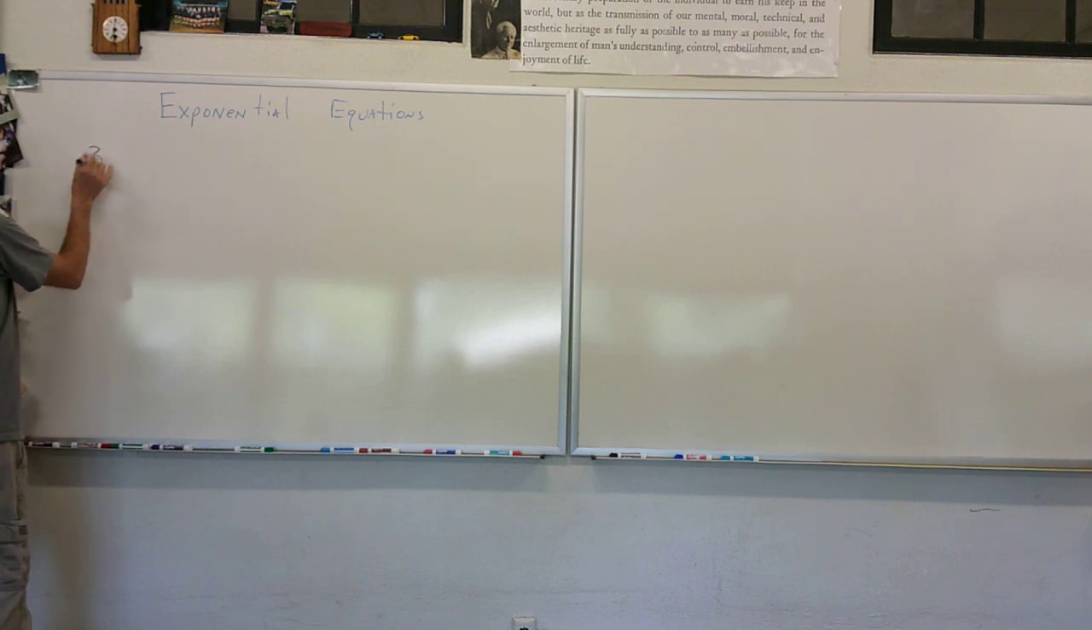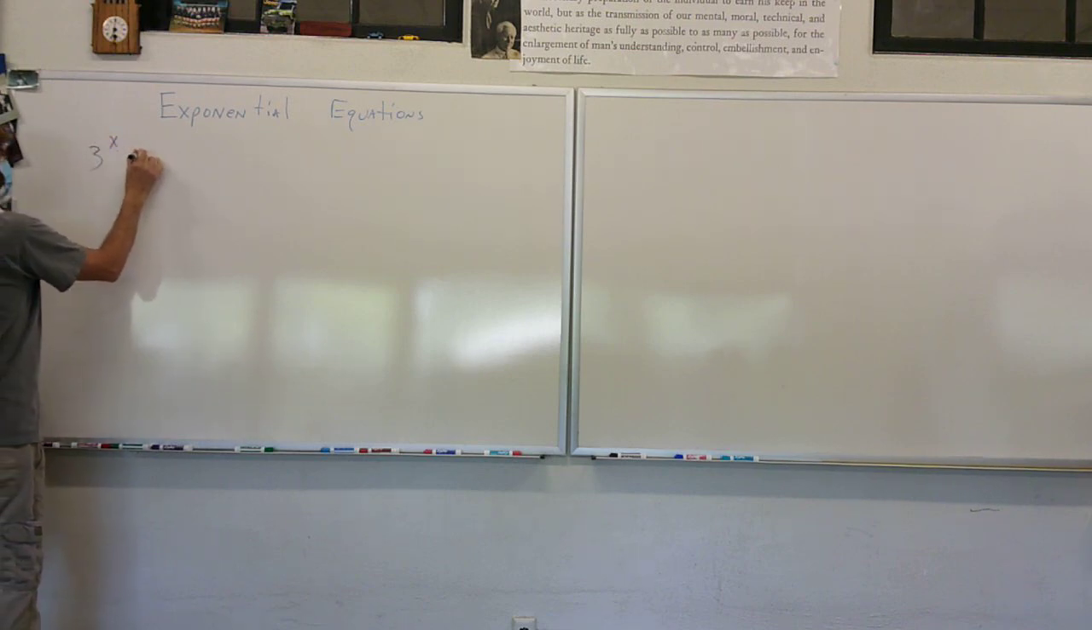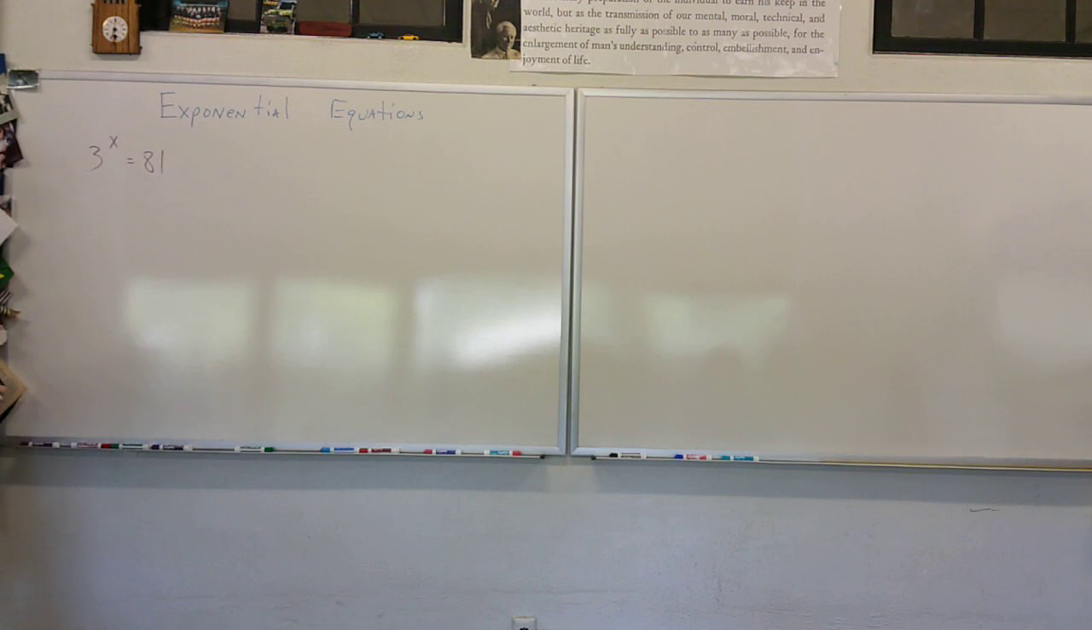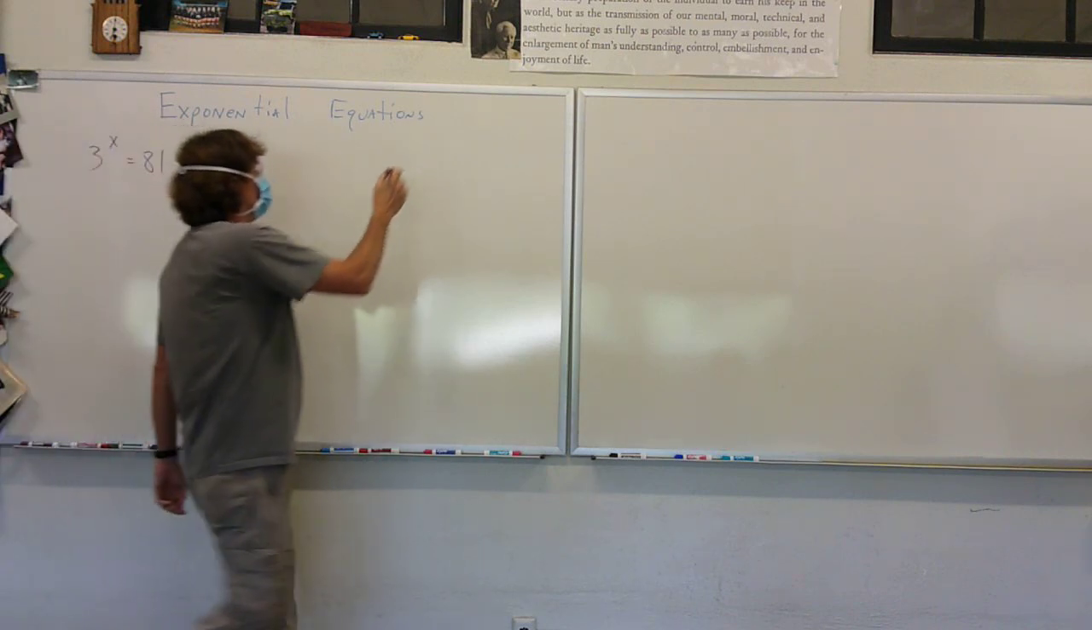Well, let's do this one. 3 to the x equals 81. And I know everybody here knows the answer is 4. That's fine. You know the answer is 4, but I want to show you the procedure you would do if you couldn't see that it was 4. Okay? What you do is you make the bases the same. You make the bases equal.